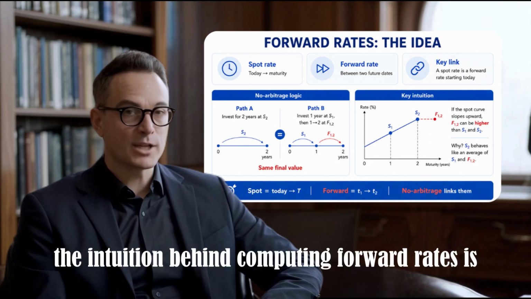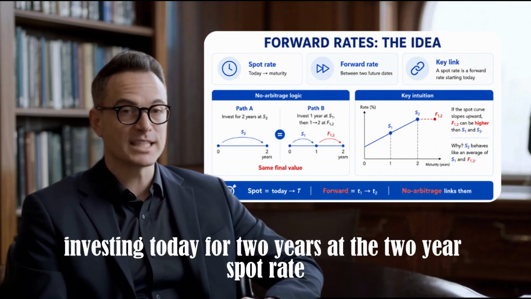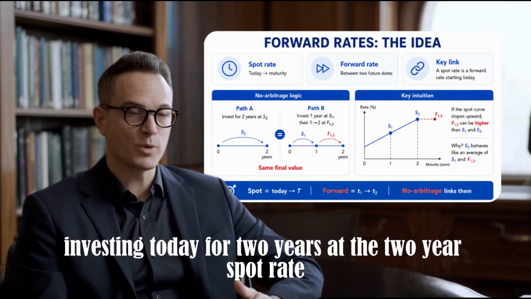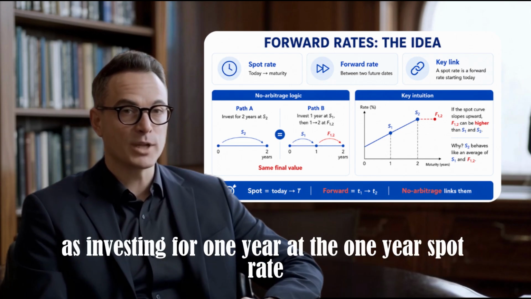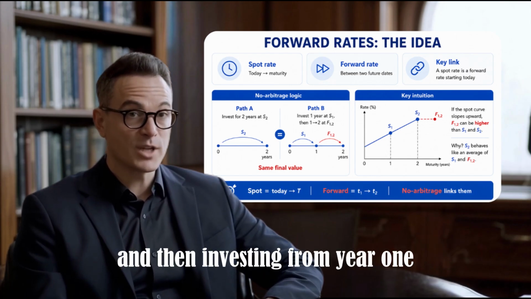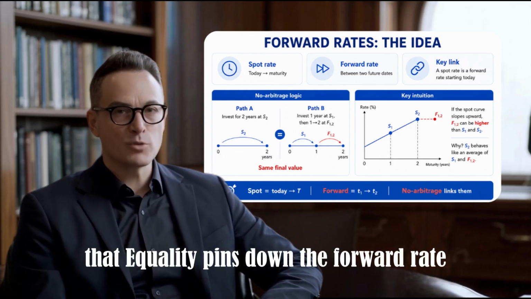The intuition behind computing forward rates is no arbitrage. Investing today for 2 years at the 2-year spot rate must give the same final value as investing for 1 year at the 1-year spot rate, and then investing from year 1 to year 2 at the forward rate. That equality pins down the forward rate.